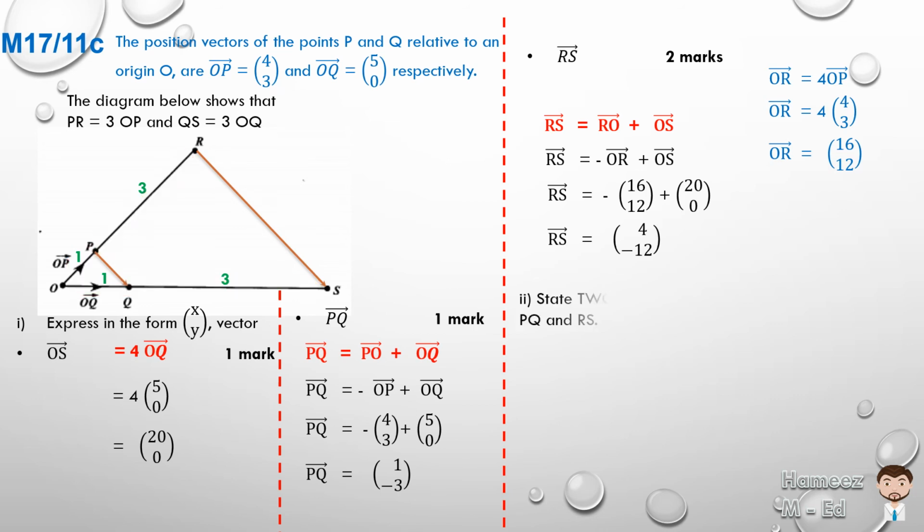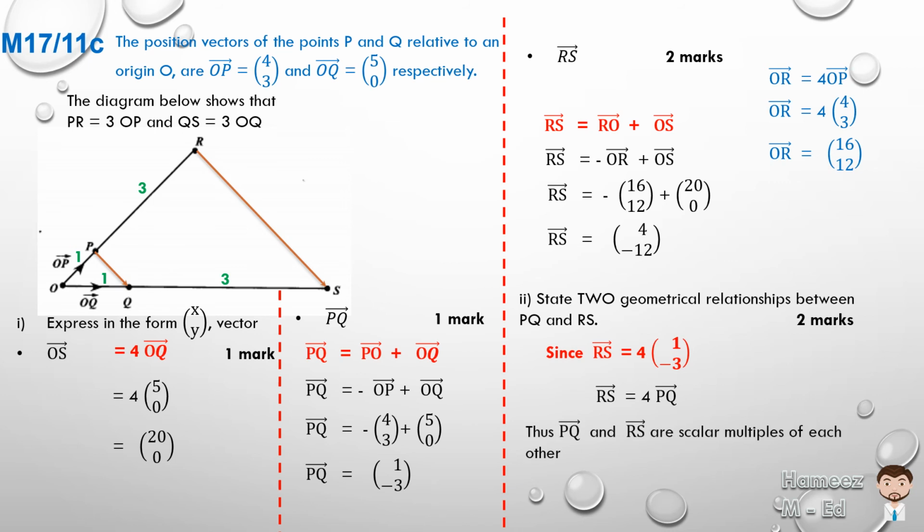So let's state two geometrical relationships between PQ and RS. If we look at RS, we can factorize out 4. So RS will be 4 times (1, minus 3). And what is (1, minus 3)? That's PQ. So we can say RS is equal to 4 times PQ. Let's give two relationships. One, that PQ and RS are scalar multiples of each other. One is 4 times longer than the other. And of course, because they're vectors and they're scalar multiples, that means they are parallel.